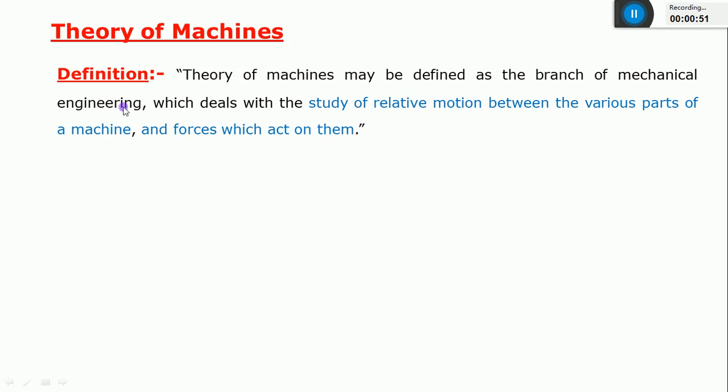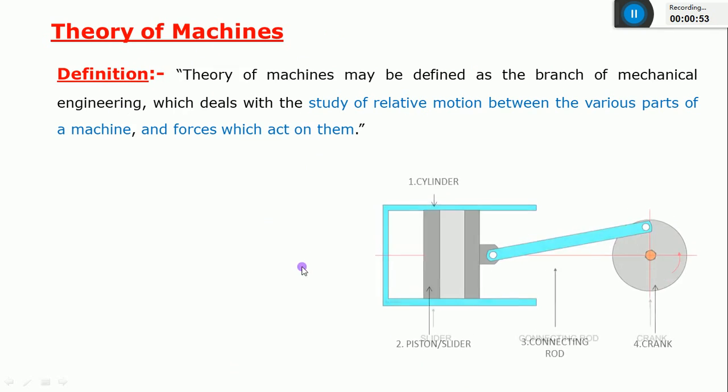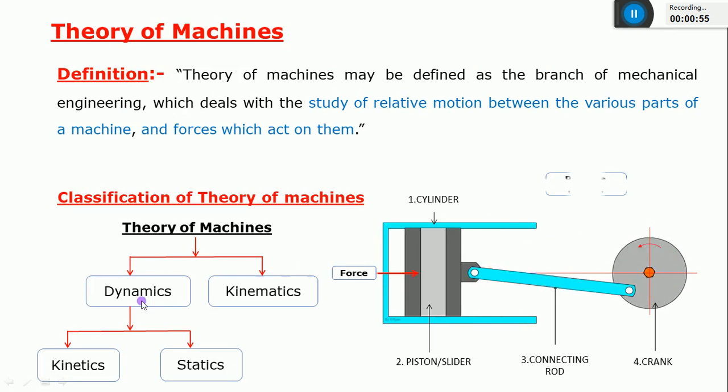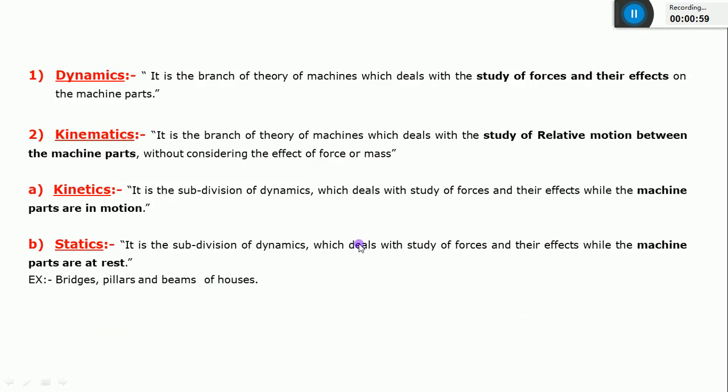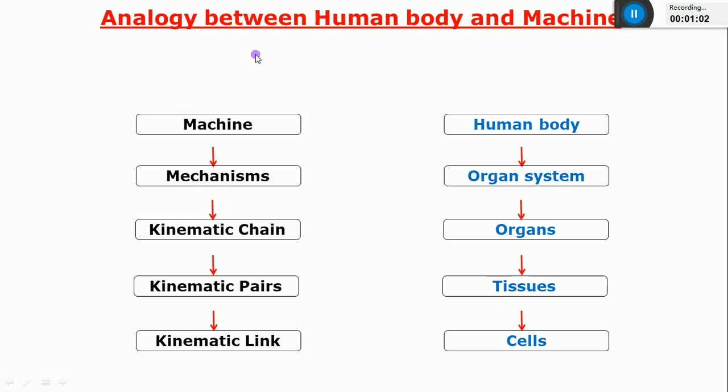And we have gone through the definitions: what is the theory of machines, what is dynamics, what is kinetics, statics. Then we have also seen the analogy between a human body and a machine, and completed kinematic links and types of kinematic links. We also started with the kinematic pair and discussed some classifications of it. Today I'll wind up the kinematic pair and start with the kinematic chain.